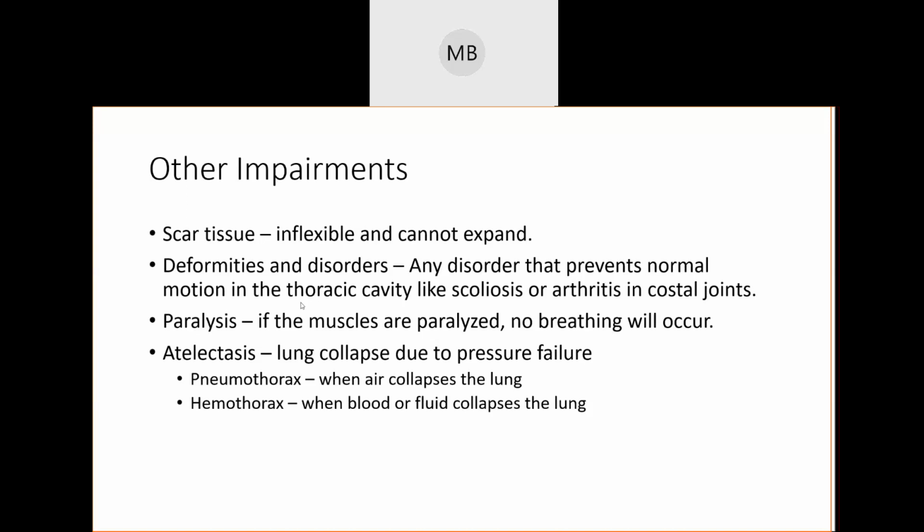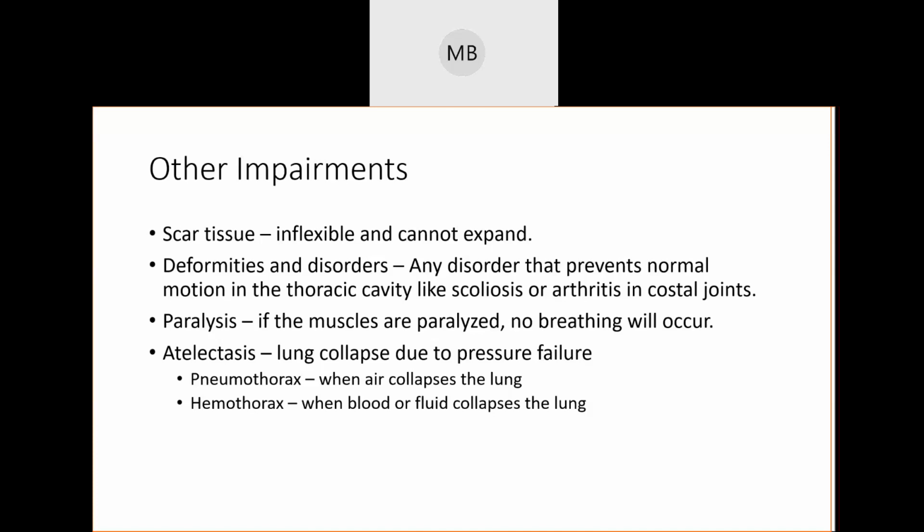Some deformities and disorders that some people have can also affect your breathing. If an individual has a disorder that prevents normal motion in your thoracic cavity, like scoliosis, if your back is extremely twisted, to the point where it is making your thoracic cavity smaller and less flexible, so your lungs have less space, you're not going to be able to breathe in deeply anymore, right?